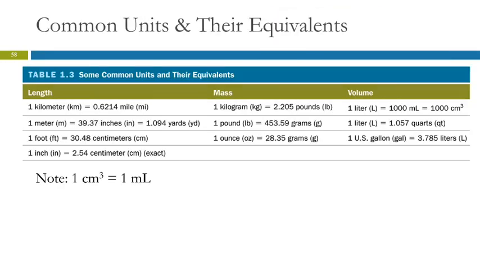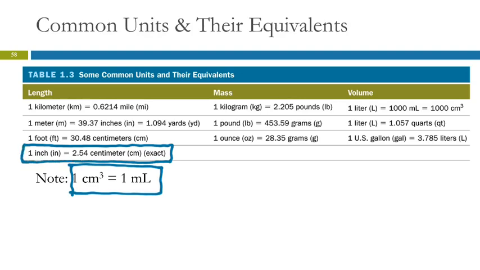So these are some common units and their equivalents. What do you need to memorize? Well, you need to memorize this one. A cubic centimeter is equal to a milliliter. And I want you to remember this one. 1 inch is exactly 2.54 centimeters. We use those a lot.